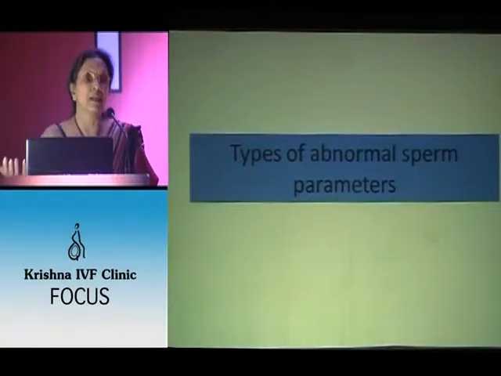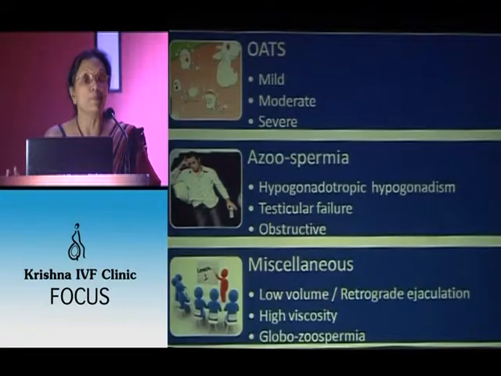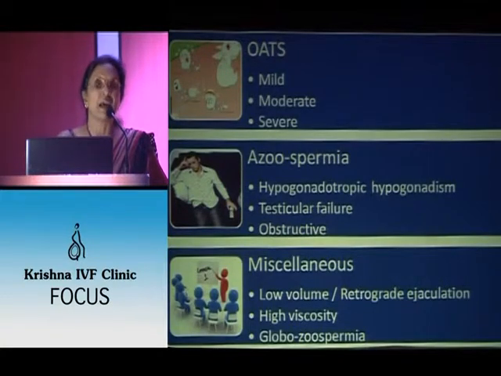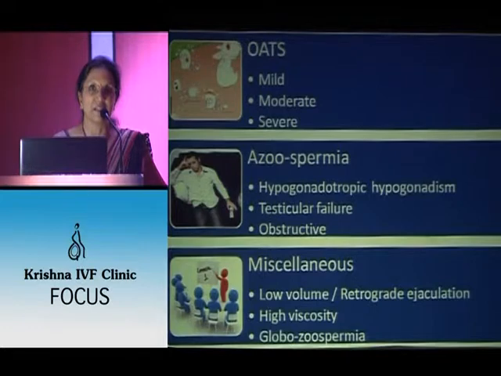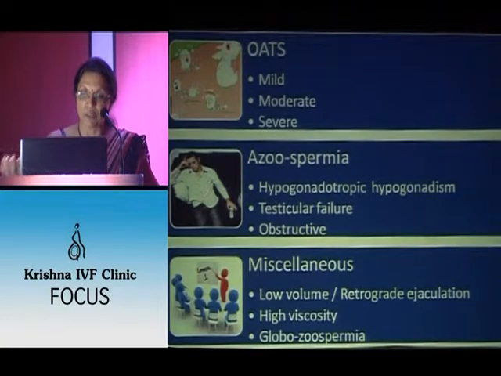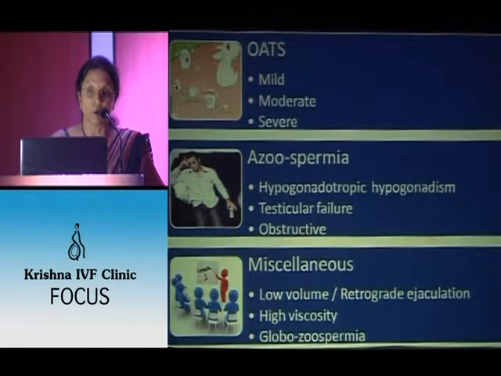So clinically, what are the different abnormal sperm parameters which we get? First is OATS. OATS could be mild. Out of the 3 disorders in count, in motility and in shape, we could have a mild defect, a moderate defect, or a severe defect. Similarly, when we have azoospermia, we have production problems, which could be because of hypogonadotropic hypogonadism, or the testes could be failing. And if we have obstructive, then this could be a congenital obstruction or a surgical obstruction. And the miscellaneous group, like I told before, is either low volume, high viscosity, or globozoospermia.